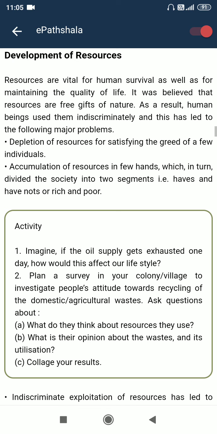Development of resource. Resources are vital for human survival as well as for maintaining the quality of life. It is believed that the resources are free gift of nature. As a result, human beings use them indiscriminately, and this has led to the following major problems: depletion of resource for satisfying the greed of few individuals, accumulation of resource in few hands, which in turn divided the society into two segments, that is, haves and have-nots, or rich and poor.